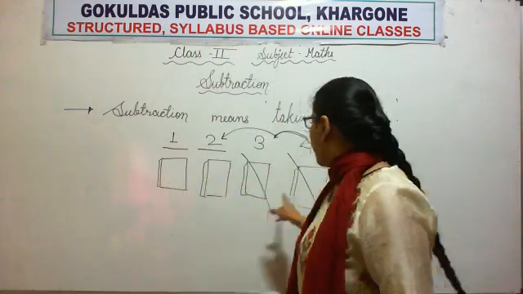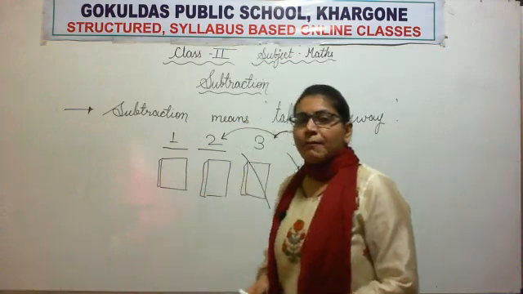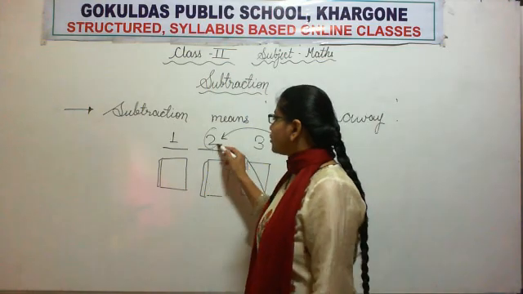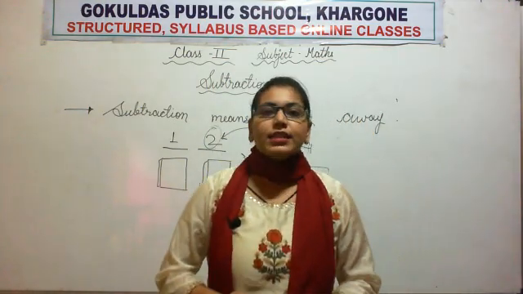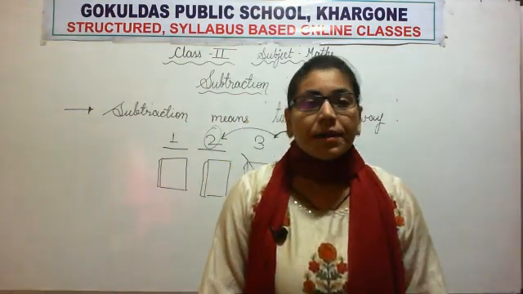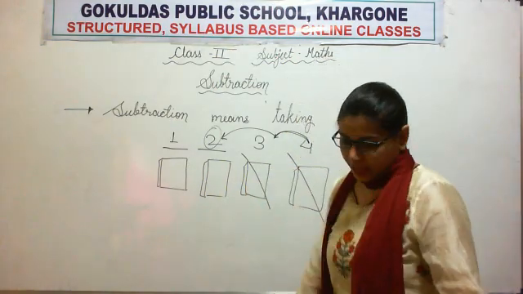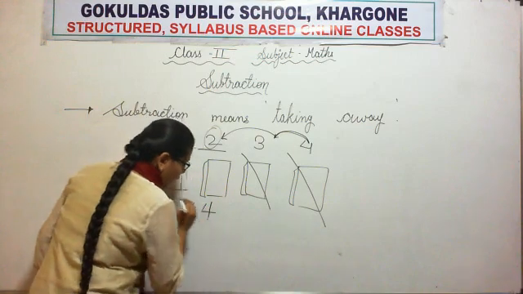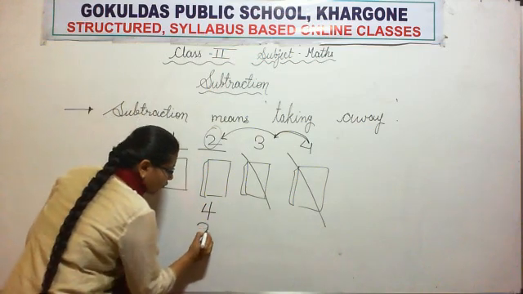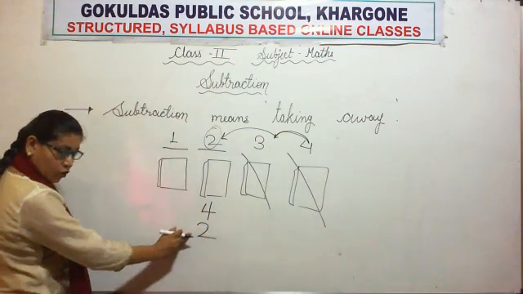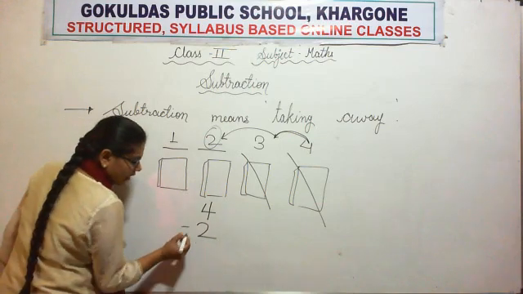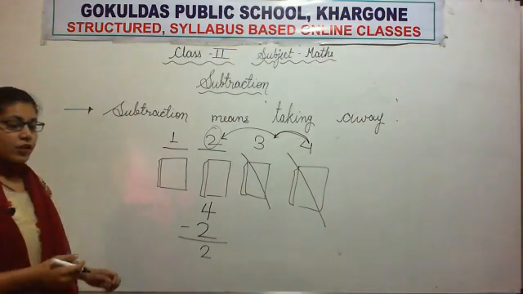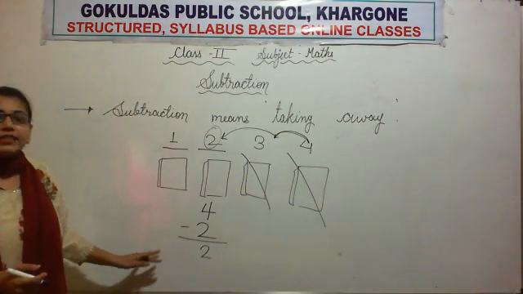I was having 4 books. My friend took 2 books from me and I am left with 2 books. So what is this? This is subtraction. Subtraction means taking away. Initially I was having 4 books, then one of my friend took 2 books from me and I am left with 2 books. This is how we can write subtraction.